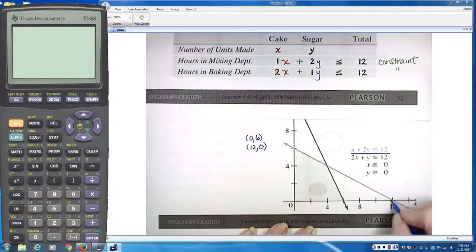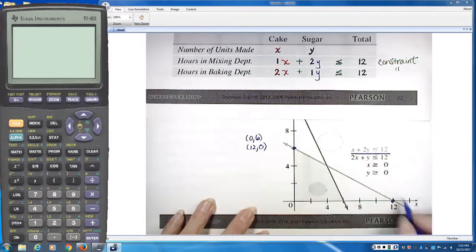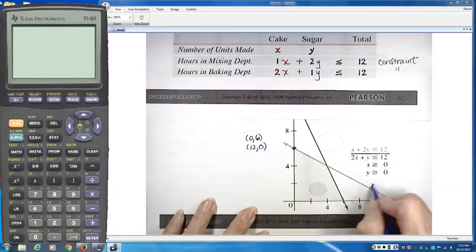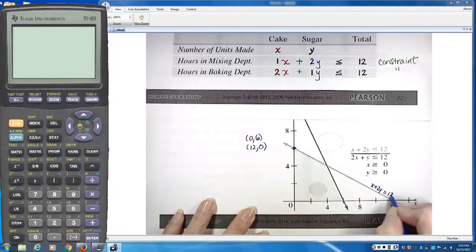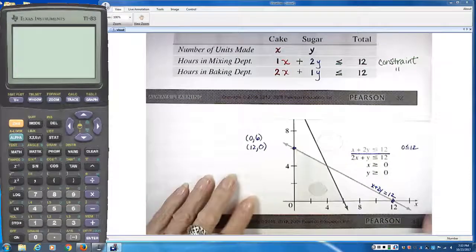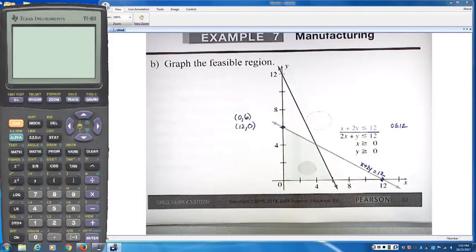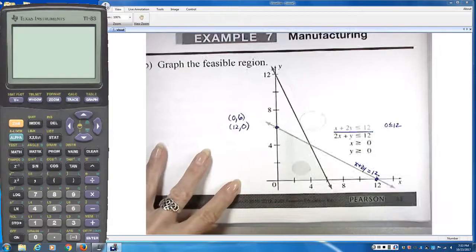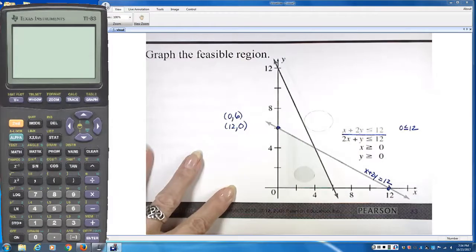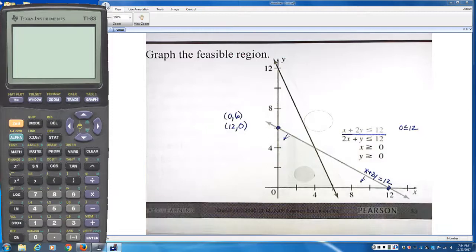So here's 12, 0. Here's 0, 6. So this is the constraint x plus 2y equals 12. And if you test 0, 0, 0 is in fact equal to or less than 12. So we'll get that out of the way. I'll put it over here. So 0 is equal to or less than 12. So that means that I'm going to shade below that line.